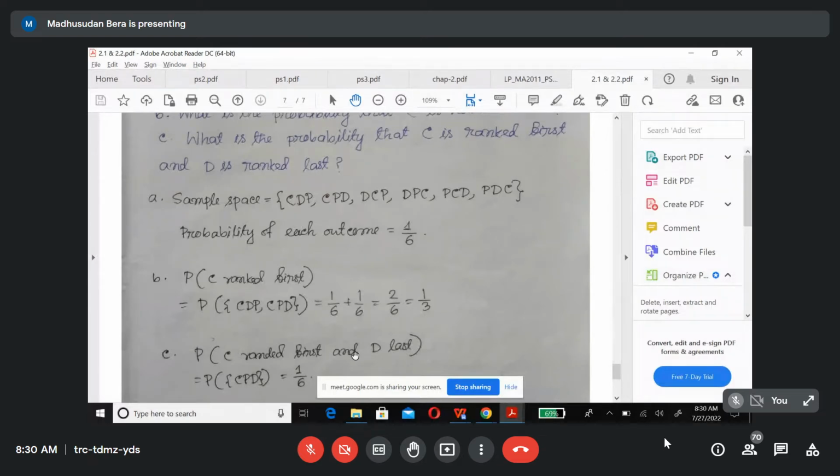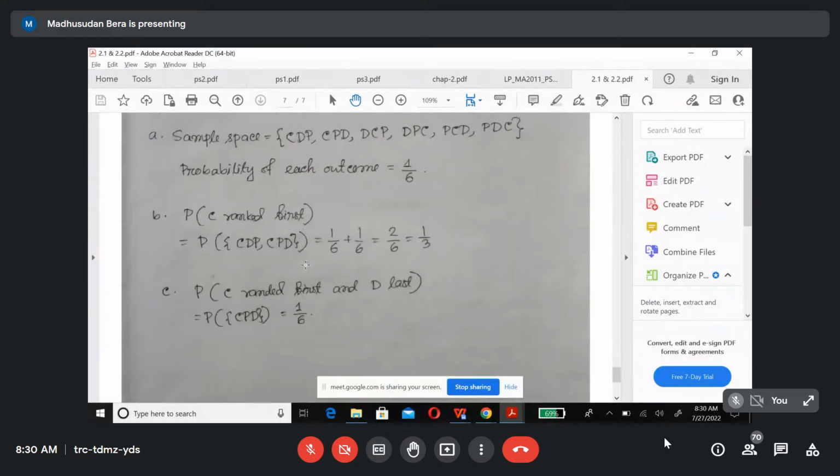Then C ranked first, D ranked last. So C will be in the first position, D will be in the last position. So the middle one, obviously, is P. So CPD, 1 by 6. Is this okay?